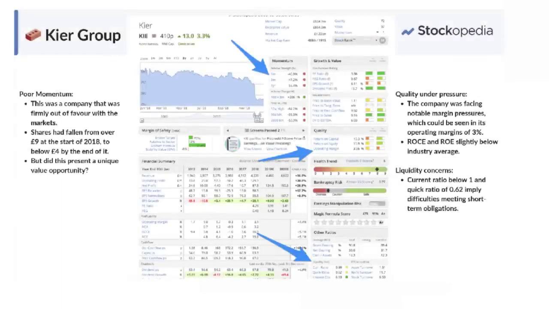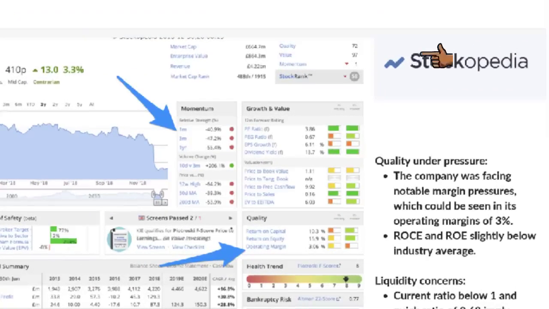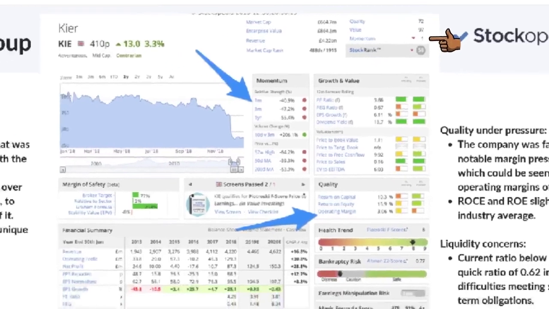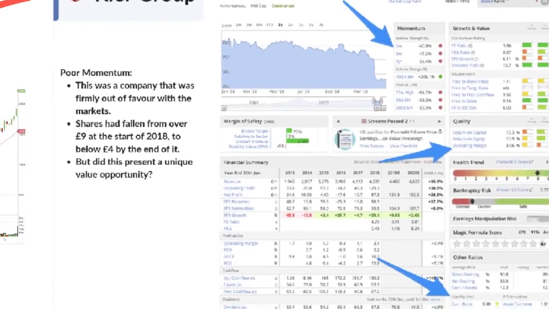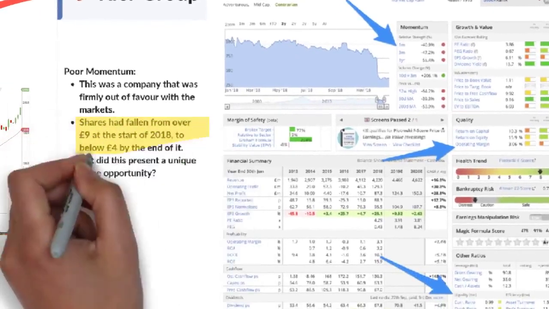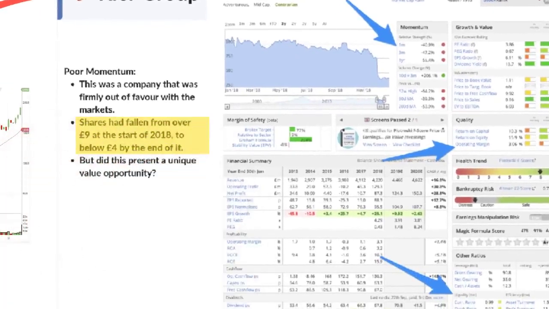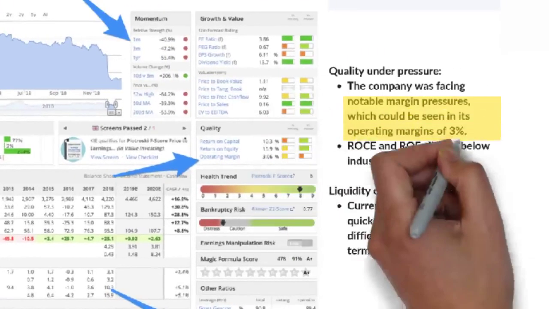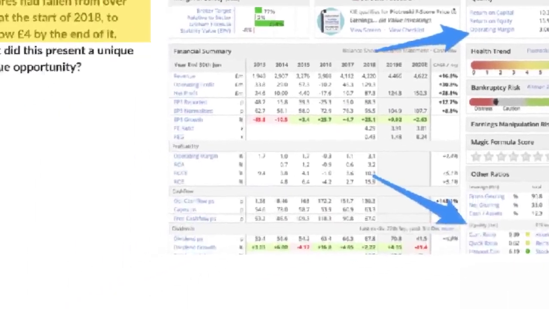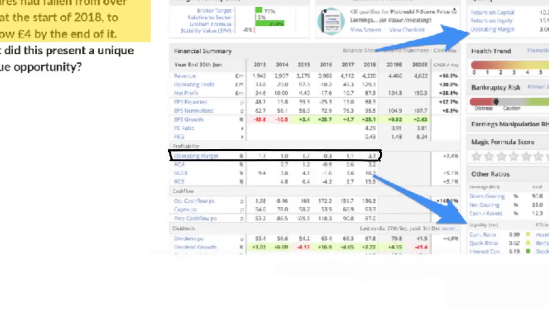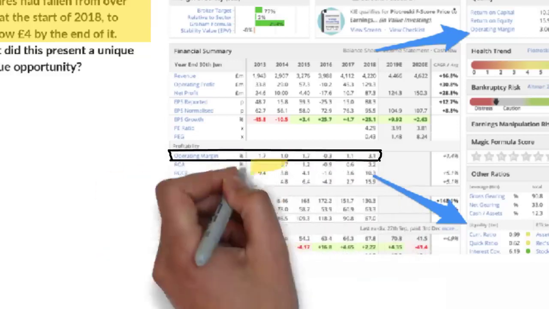The second case study was Kier Group, which ranked very high on the value parameters but languished on quality, momentum, and growth parameters. The company was extremely out of favor with the markets as its stock price fell from £9 to £4 in just 1 year. Its operating margin was under pressure at 3% and was barely positive in the last 5 years. Its return ratios were below the industry average and quite volatile.